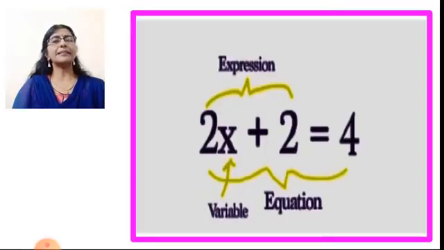Now this is an example. You see here 2x plus 2 is equal to 4. Now you can see it is an equation. Why is it an equation? Because there is an equality sign and you can see on the left hand side there is an expression 2x plus 2, an expression you have learned just now, and 4 is a number on the right hand side. There can be an expression also on the right hand side, but here there is a number. And what is x here? x is a variable.